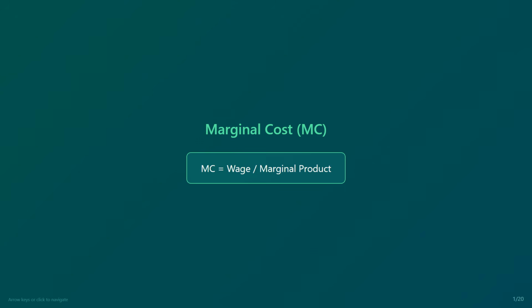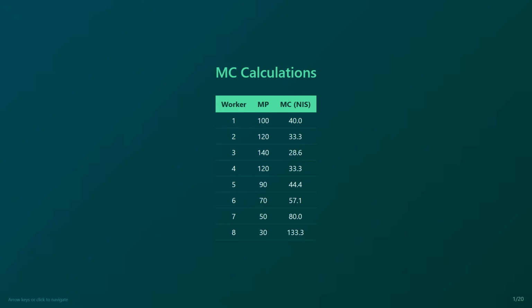Now we move to marginal cost per unit, denoted MC, marginal cost. Marginal cost per unit is calculated as the wage per worker divided by that worker's marginal product. Worker 1, MC equals 4,000/100 is equal to 40. Worker 2, MC equals 4,000/120 is equal to 33.3. Worker 3, MC equals 4,000/140 is equal to 28.6.